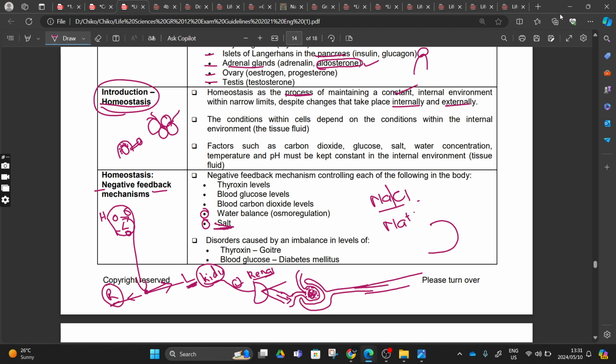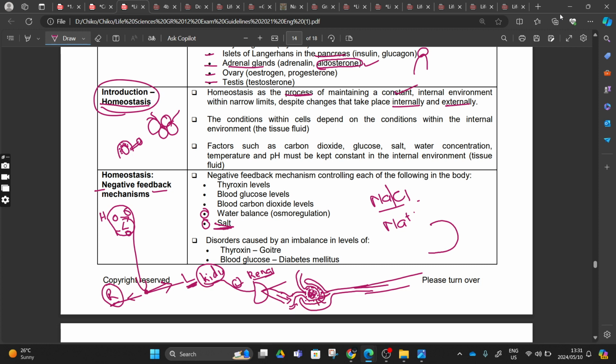The force of this blood entering our Bowman's capsule is going to force the components of this blood to be filtered out. Something like this, right? So here we'll have more salt, more ammonia, all those things that we don't want, even water. Even the water is going to be pushed out. When we push out these things, now they enter our tubule, right?